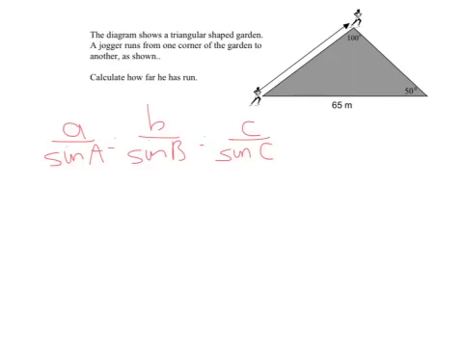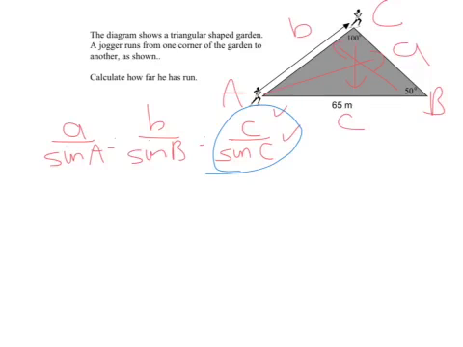So if I label this A, B, C, this is angle A, so that's side A, this is angle B, so that's side B, and this is angle C, so that's side C. If I go through this, I have side C and I have angle C, so there's my complete fraction. I have angle B, and then I'm looking for side B because they want to know the distance, so there's my other fraction. So I can basically pretend that A over sine A doesn't exist. And then now what I do is I just substitute in my values.